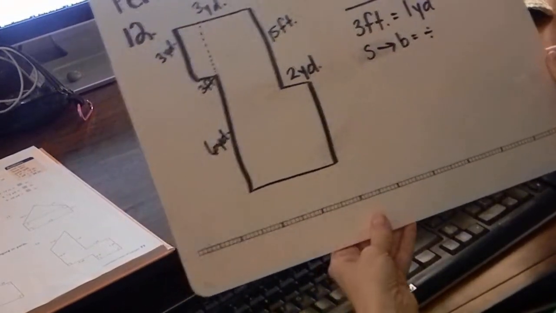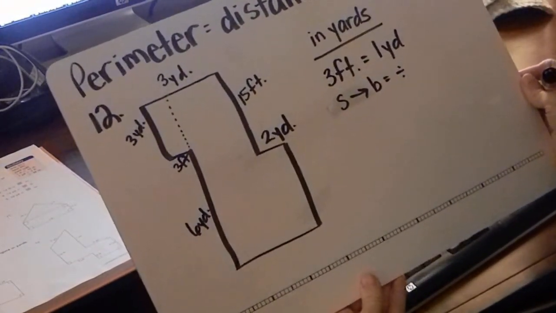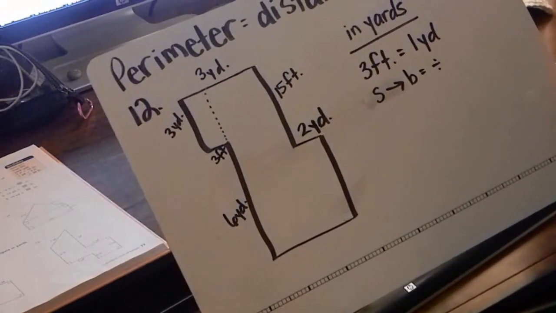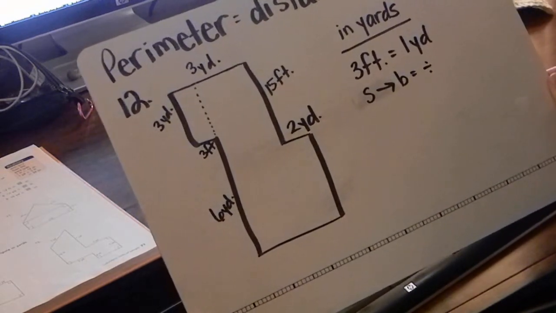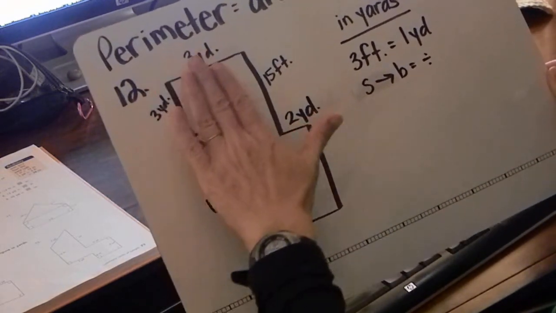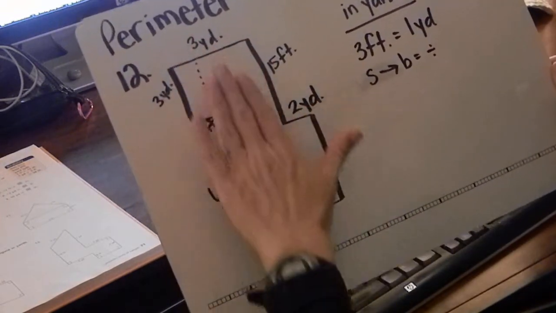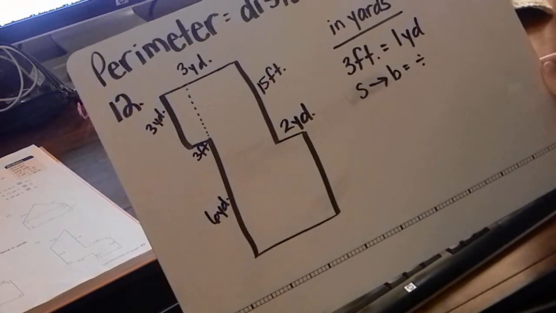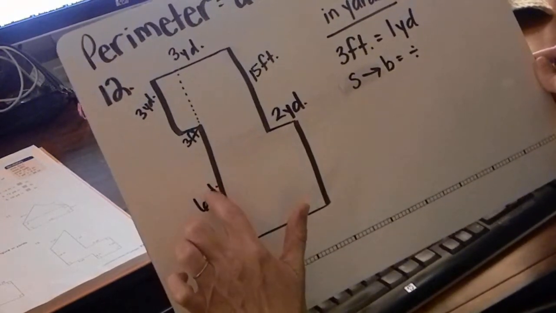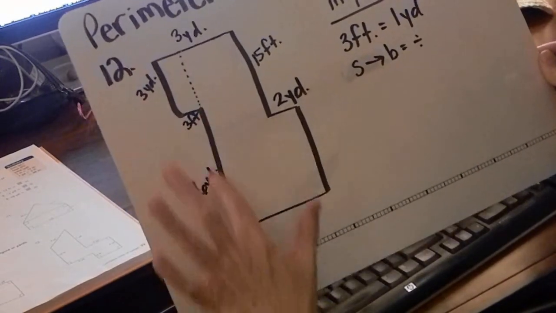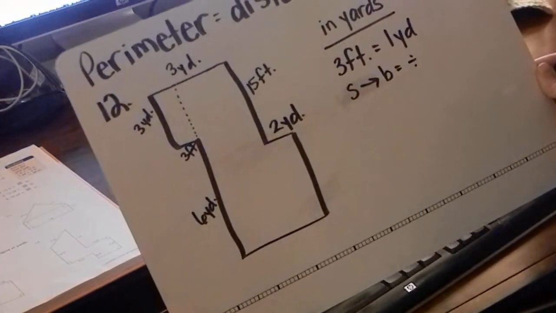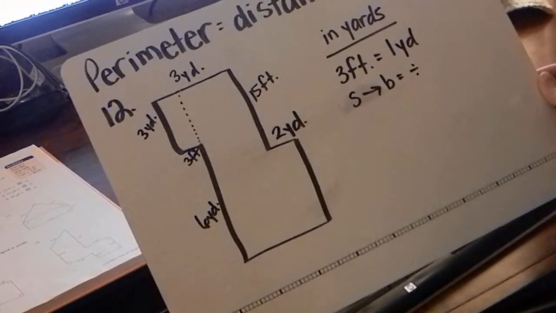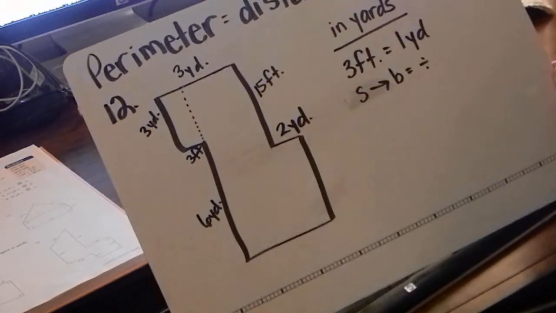Let's have you turn to page 77 in your book, and look at number 12. What you see is almost like a very chubby Z shape. We notice that we have different units of measurement: some sides in yards and some sides in feet. The directions say to calculate the perimeter of this figure in yards.